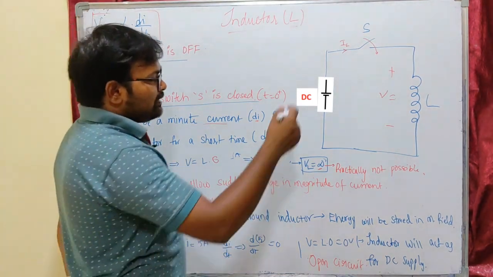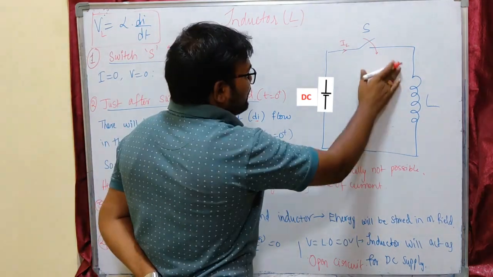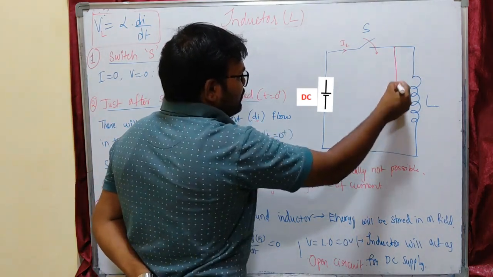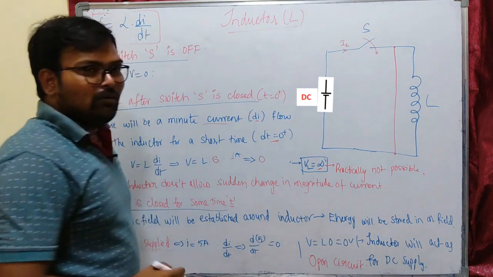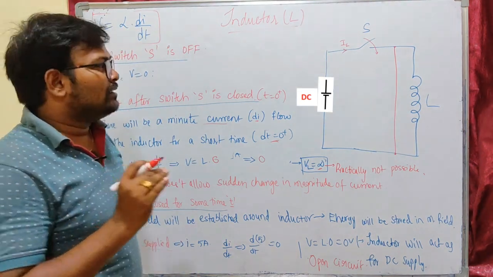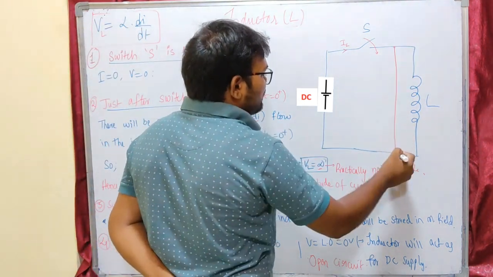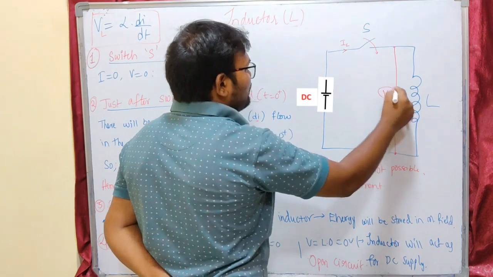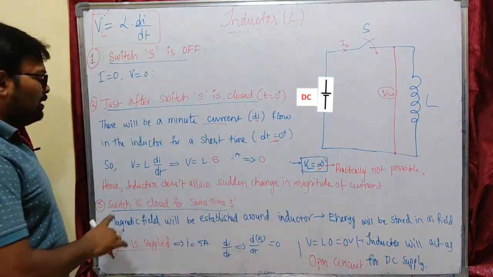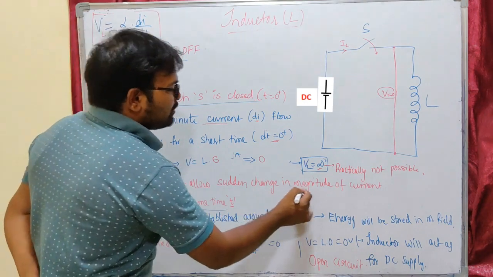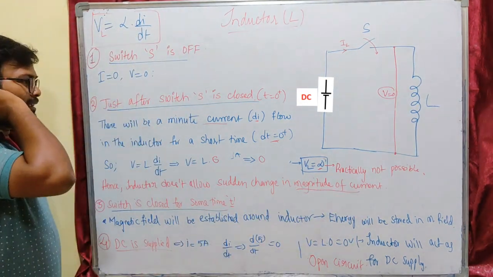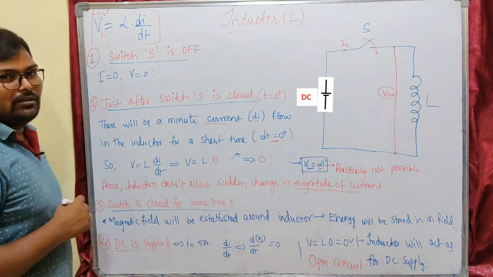That means voltage across the inductor is 0, so I am going to treat it as a short circuit. I already told you, voltage across any element is 0 means that element is short circuited. That means this is nothing but voltage equal to 0, this is nothing but a short circuit. That's why our inductor doesn't allow sudden change in the magnitude of current.